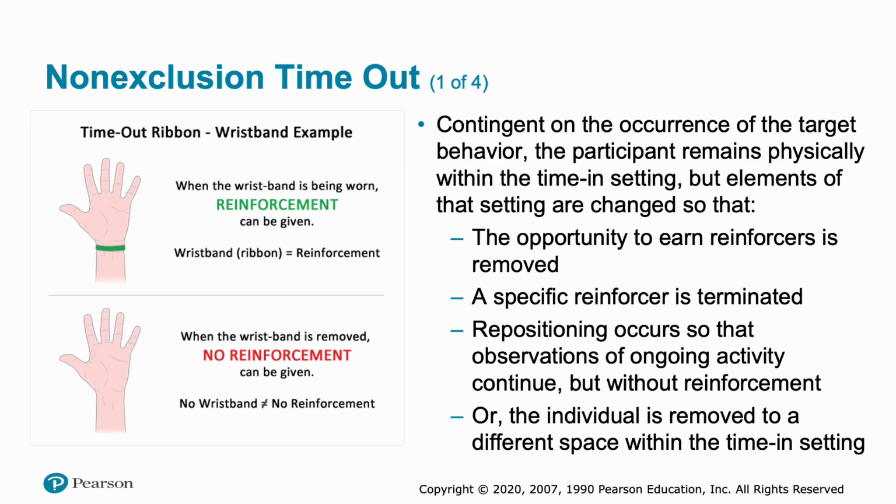I have a visual here of a type of timeout example, and it's a non-exclusionary timeout procedure. This is a timeout procedure that uses a ribbon around a person's wrist. So basically, when they are wearing the ribbon, reinforcement can be provided, and when they are not wearing the ribbon, reinforcement cannot be provided, meaning that they are in a timeout. This is again provided contingent on problem behavior. Their wristband is taken away, meaning that they're not allowed to receive any reinforcement for a few minutes. Again, between 2 to 5 minutes is the appropriate amount of time for a timeout procedure.